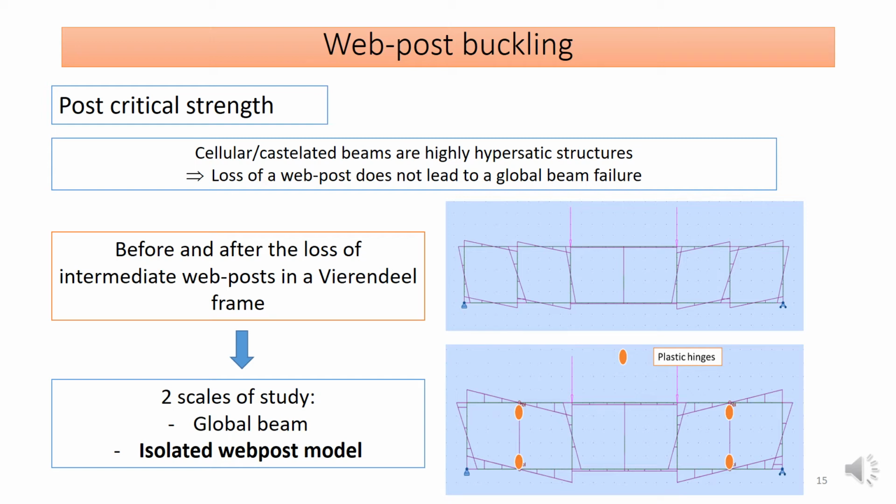When the intermediate web post fails, a redistribution of the internal bending moments is made on an enlarged opening, which leads to higher bending moments at the extreme opening corners and internal forces that drop to zero close to the web post, which explains the constant stresses that we observed after the web post failure.